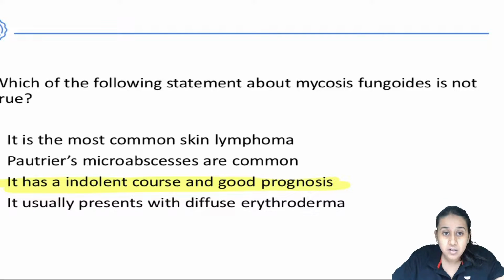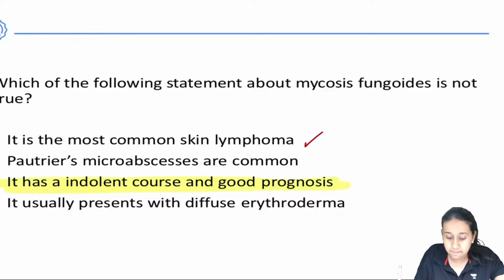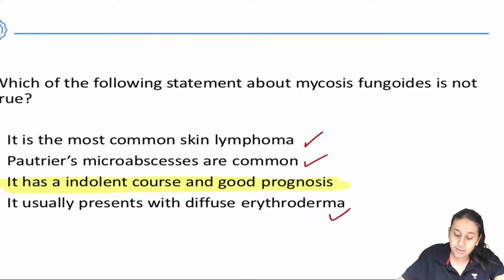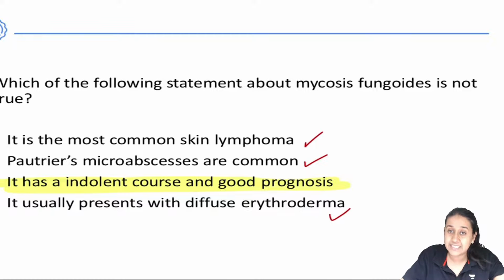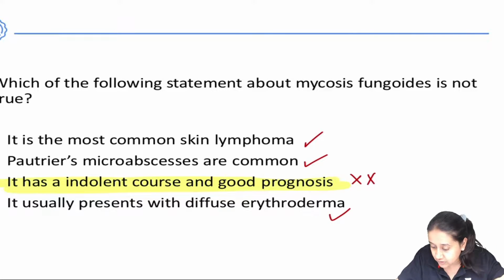stage. It is the most common cutaneous lymphoma, that is true. The most common lymphoma of the skin. Pautrier microabscess is the collection of T lymphocytes. Again, it is true. And you can even develop, in a later stage, erythroderma, which is a grade 4 CTCL. But that statement which says that the prognosis is good is not correct. Clear?